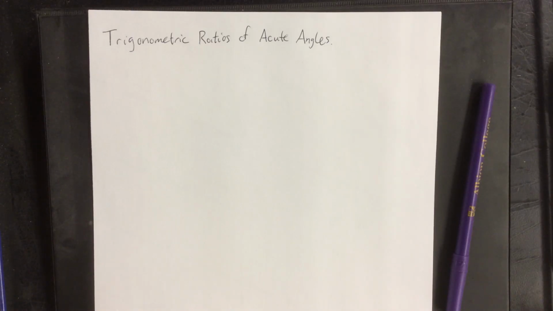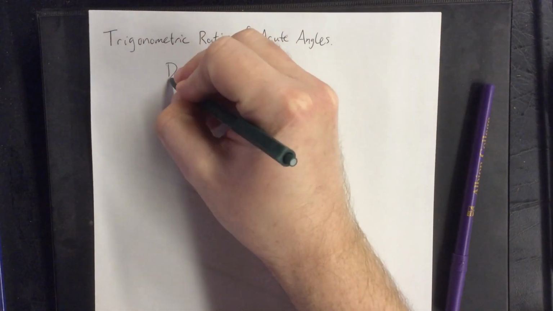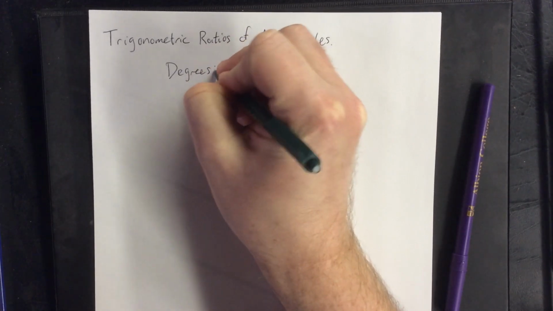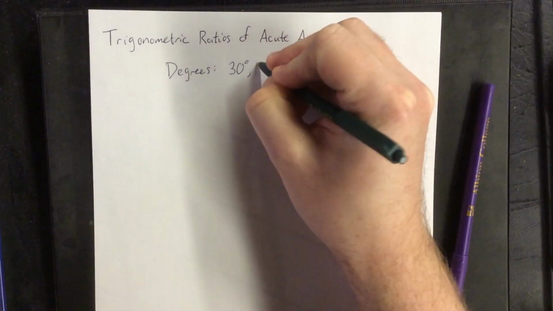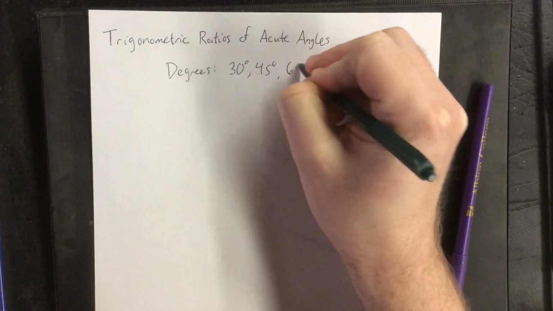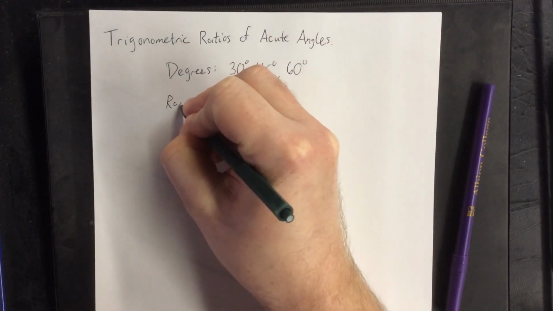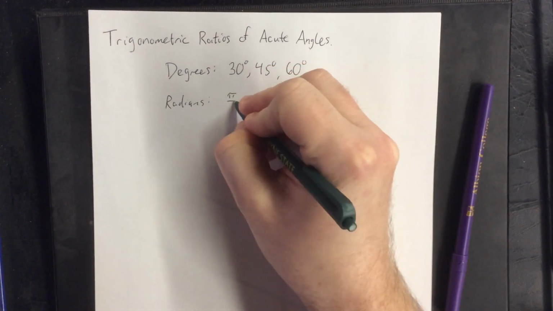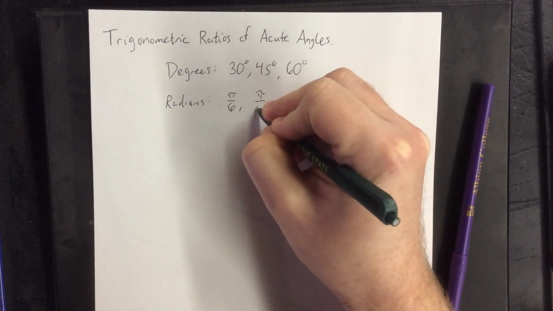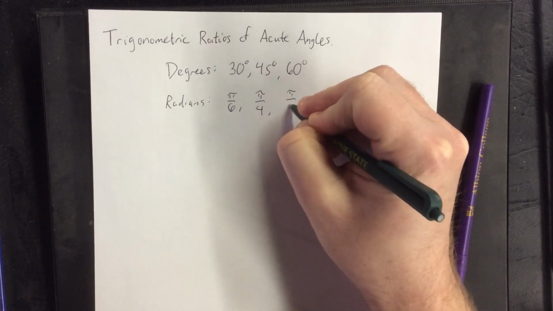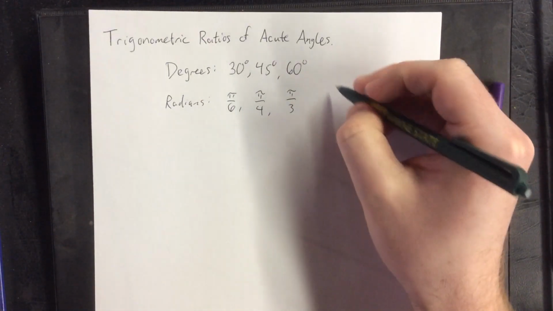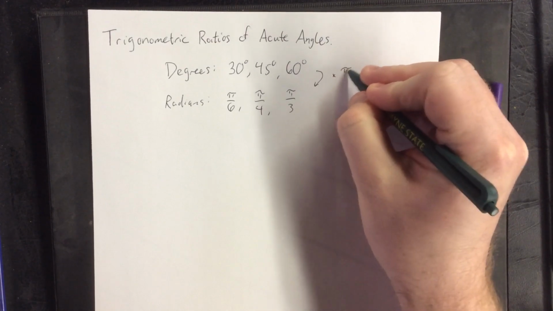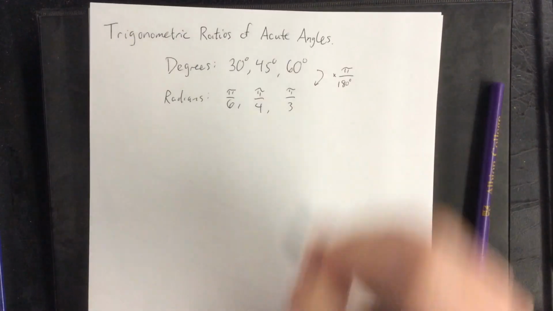So in this video, we're going to introduce some very common acute angles where we can calculate the trigonometric ratios of them. These common acute angles, if measured in degrees, are 30 degrees, 45 degrees, and 60 degrees. If measured in radians, then the measures of these angles when properly converted would be pi over 6 radians, pi over 4 radians, and pi over 3 radians, keeping in mind that the conversion would be to multiply by pi radians divided by 180 degrees.